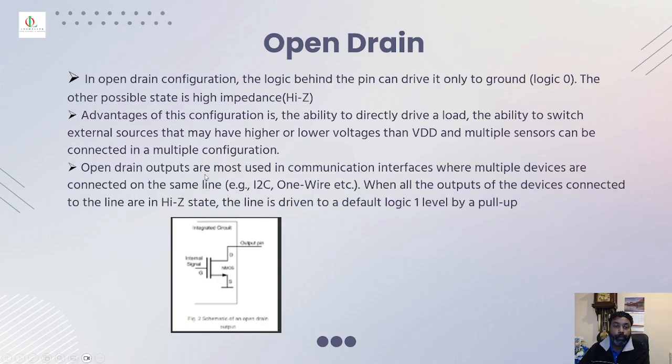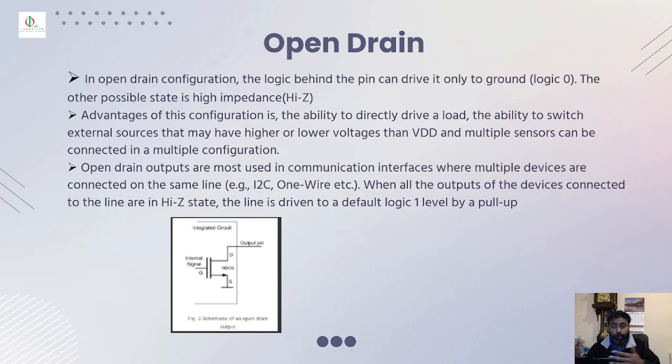Open drain outputs are most widely used in communication interfaces where multiple devices share the same bus line. For example, in I2C, one master will be connected to a lot of slaves through a two-wire line, the SDA and SCL, which you will learn in later stages. It is also called one-wire, etc.